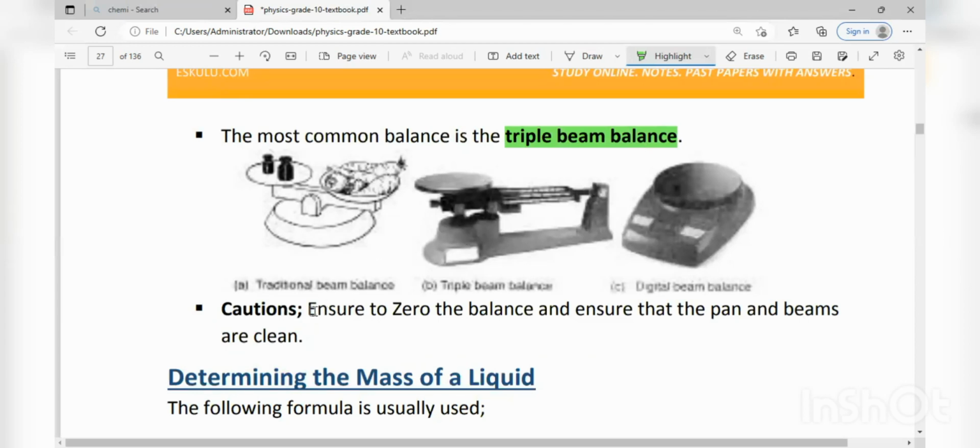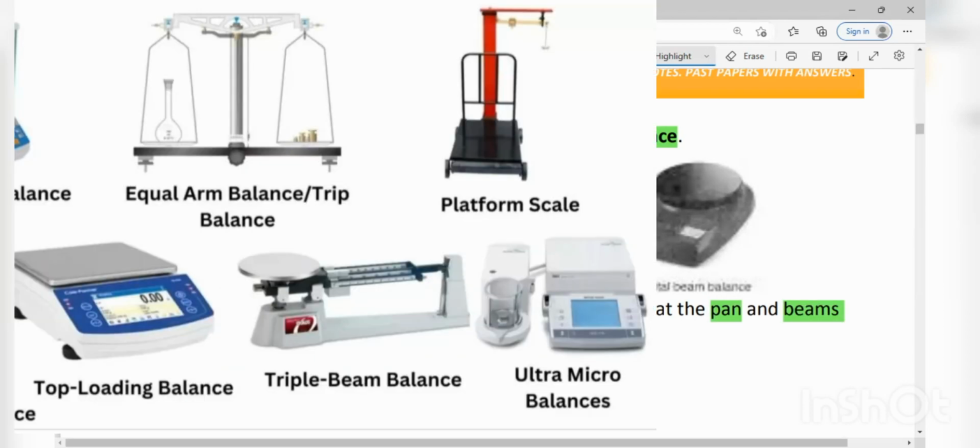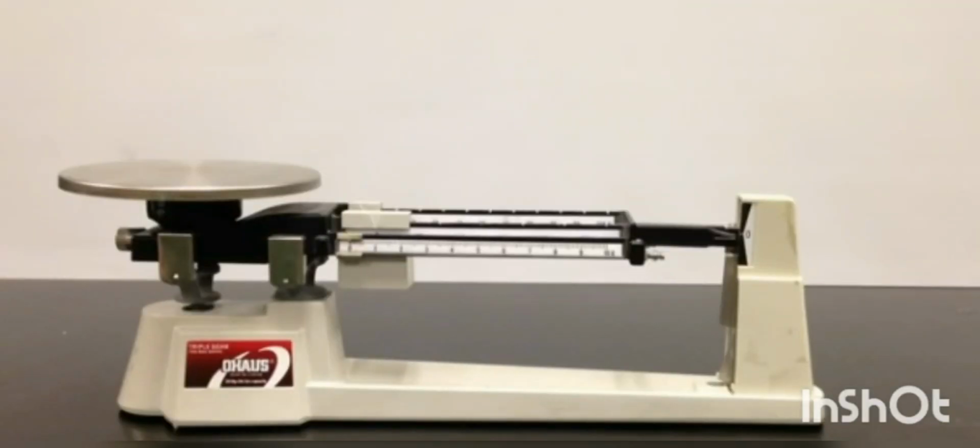What you need to understand here is, as you're measuring the mass, ensure that you zero the beam balance, and ensure that the pan and the beams are clean. This is just a caution. So we have traditional beam balances, different types of beam balances. The triple beam balance is just one of the types of beam balances that can be used to measure mass.